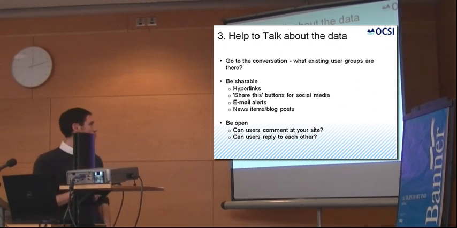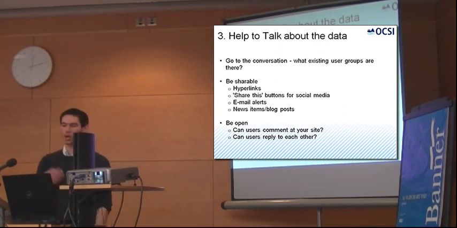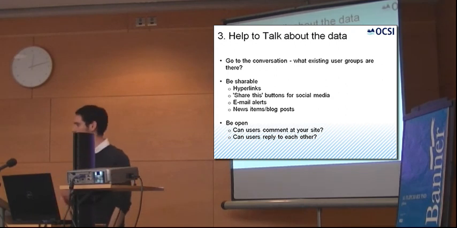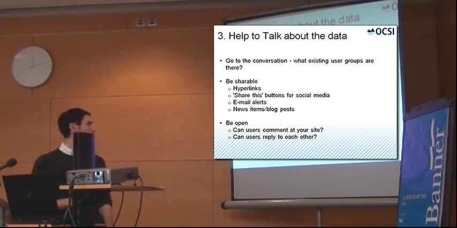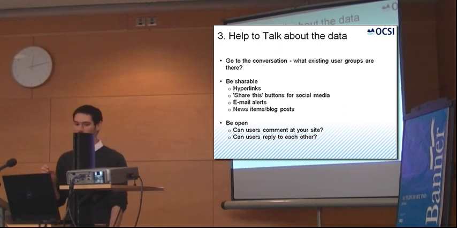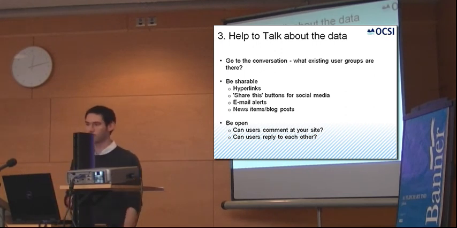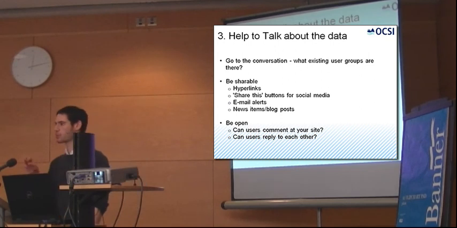To come down to more concrete tips, how shareable is the data? Is the data all hyperlinkable? Can people actually get to it without having to click through three screens of text? Some simple stuff, could you put in share this buttons? There's lots of services that provide little buttons to just let you tweet something or send it to Facebook or whatever. We've already heard how useful email alerts are earlier. And news items and blog posts. Again, just a way of providing stuff that people can share.